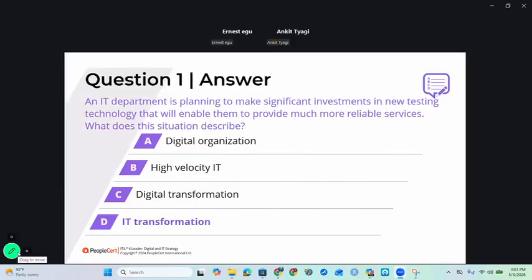Now I'll tell you why. When we talk about significant investment being made in an IT department alone, they are nowhere talking about the organizational goals and objectives. And the underlined word there was significant improvement to the achievement of the objectives of the organization. That is what digital transformation is. Here it is IT transformation.